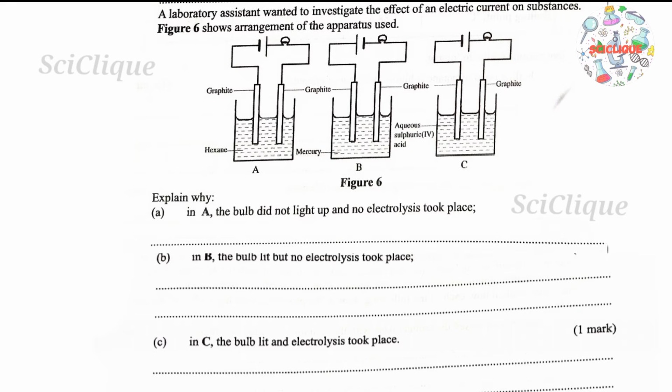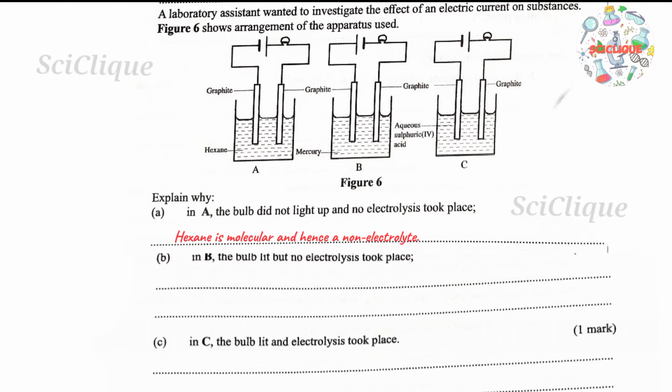Now, when it comes to A, hexane cannot act as an electrolyte. It is not a conductor of electricity. And the reason for this is because this is molecular. It does not have any ions, nor does it have any delocalized electrons. So we should not expect any electrolysis to take place in A. So explain why. In A, the bulb did not light up and no electrolysis took place. So hexane is not an electrolyte because it is molecular. So it cannot conduct electricity.